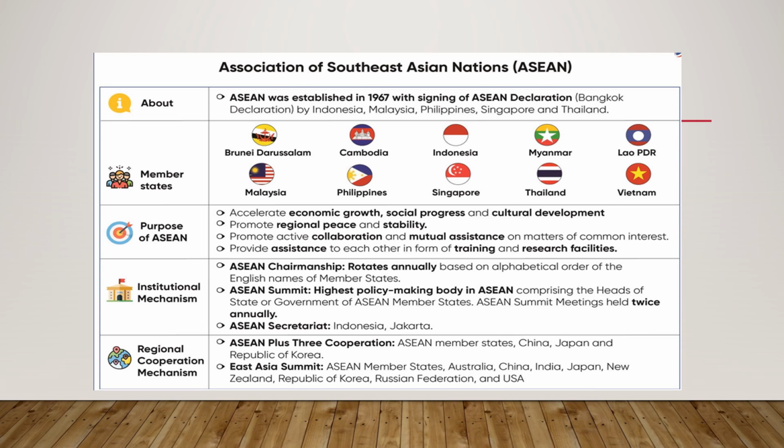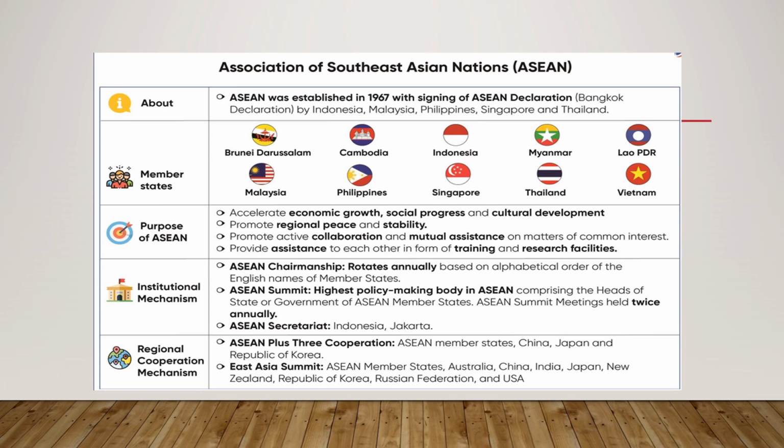ASEAN chairmanship rotates annually based on the alphabetical order of the English names of member countries. So we should know that the chairmanship rotates on the basis of the alphabetical order of the names of its members. About the ASEAN Summit, the highest policy making body is the ASEAN Summit, comprising the heads of state or government of ASEAN member states. ASEAN Summit meetings are held twice annually, and its secretariat is in Jakarta, which is in Indonesia.